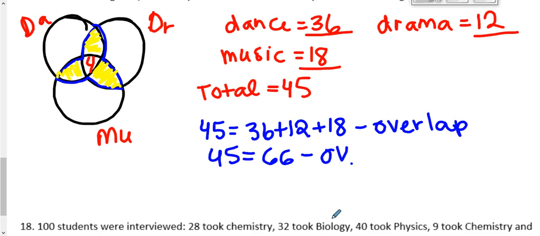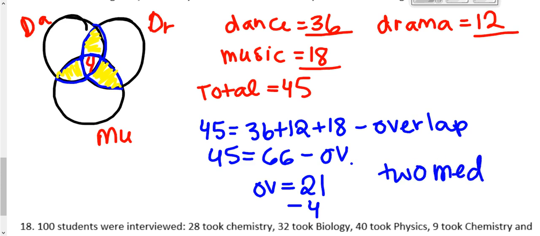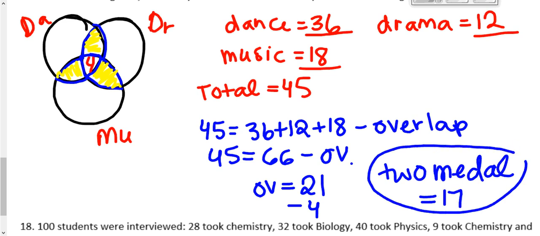Then our total overlap is 21. But be careful here because that total overlap even includes that middle. That's the people who got all 3. So 21 people got more than 1 medal, and we want to take out the 4 that got all 3. So the 2 medal people is 17. And that's our answer for that one.